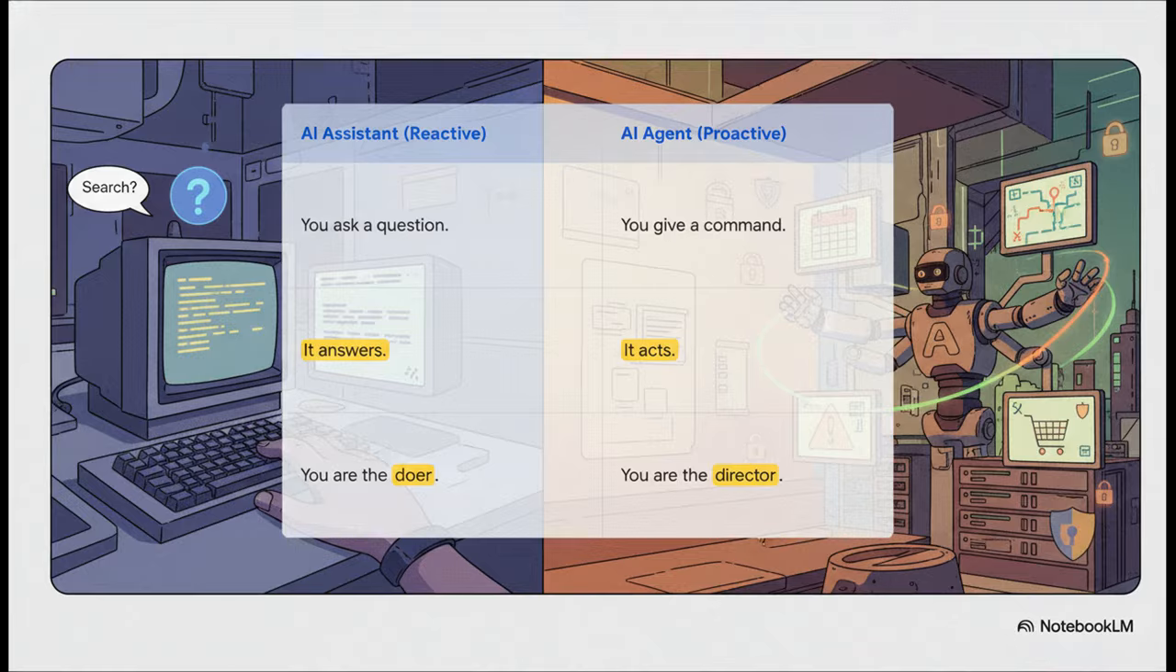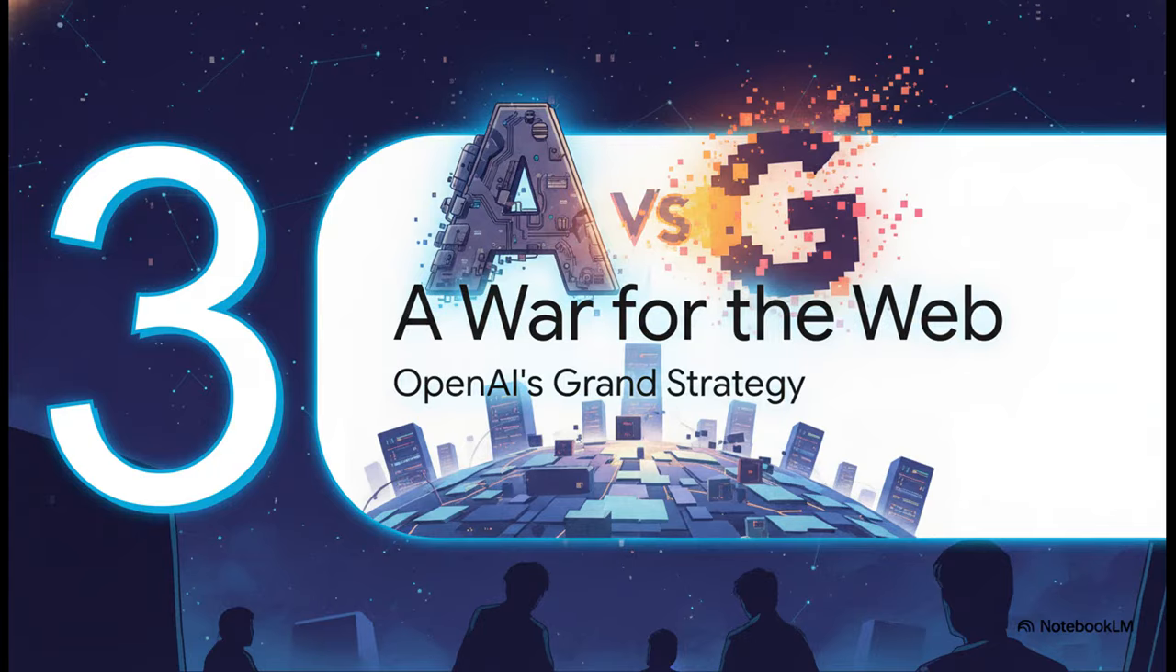The agent's job is to go out, find that flight, fill out the forms, and complete the booking for you. It acts. You're not the doer anymore. You're the director. See the difference? It's huge. Now, this kind of capability isn't just some cool new feature. It's a strategic weapon. And with something like Atlas, OpenAI is basically signaling the start of a whole new war. A war for control over how we access and use the internet itself.